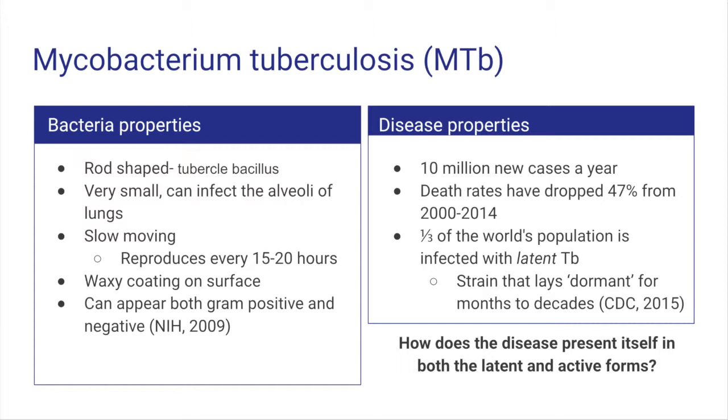About 10 million new cases a year have been documented over the past couple of years. Death rates have dropped 47% from 2000 to 2014, which is huge. And again, 1/3 of the population is still infected with latent TB. The strain can lay dormant for months to even decades. So a question we're going to ask and hopefully answer through this presentation is, how does the disease present itself in both latent and active forms?